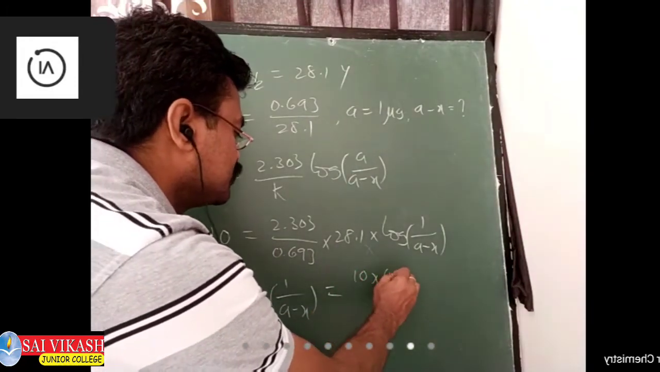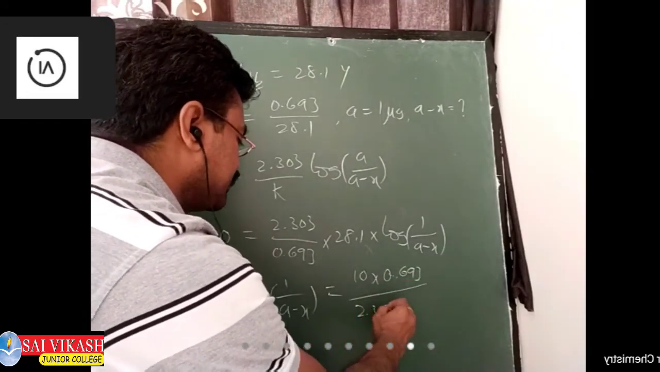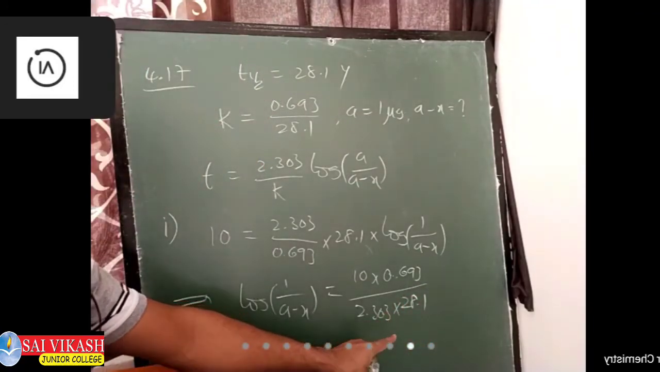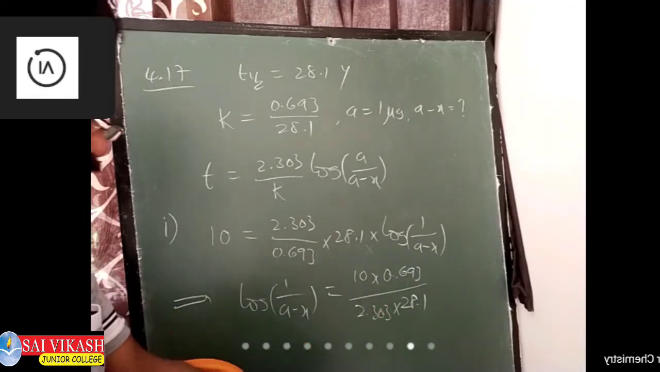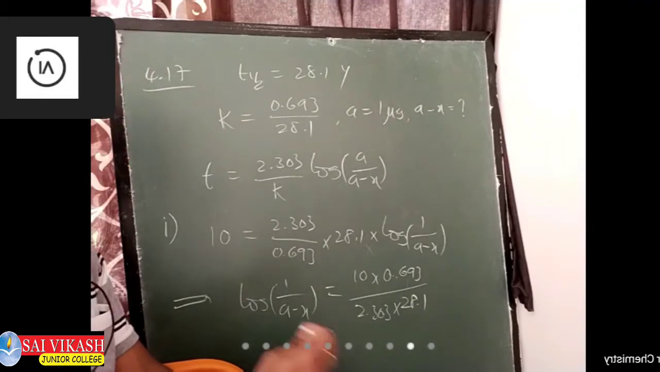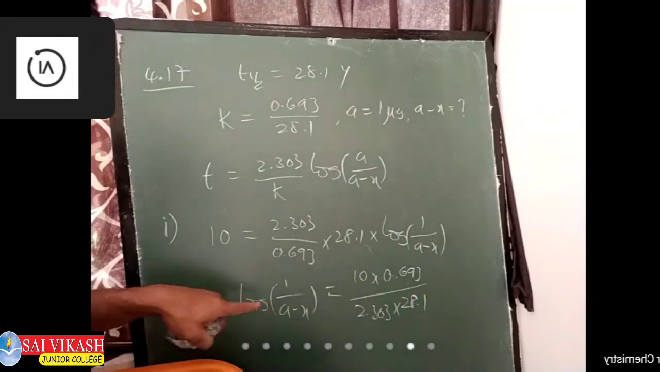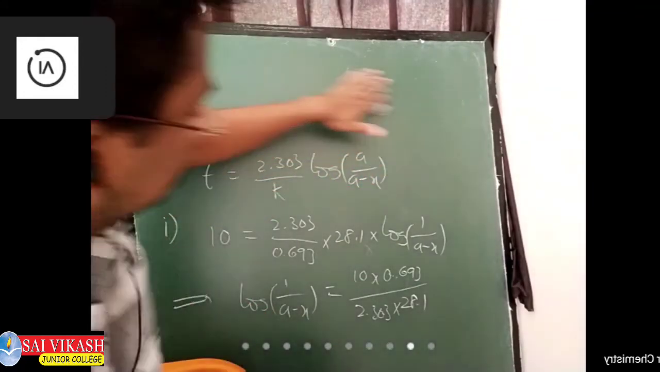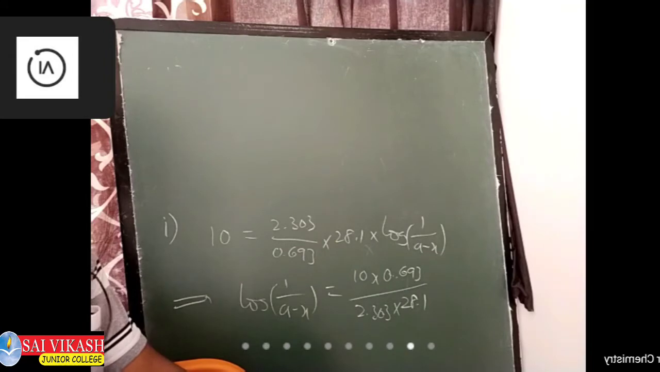So 10 into 0.693 divided by 2.303 into 28.1. So you will get this answer. Can anyone say this answer? Quickly tell me, so that you will get the log of 1 by a minus x value. So you can do it like this. Simplify and you will get the answer. This is the log of 1 by a minus x. So from this we have to proceed. Tell me, anybody, how much will this answer be?